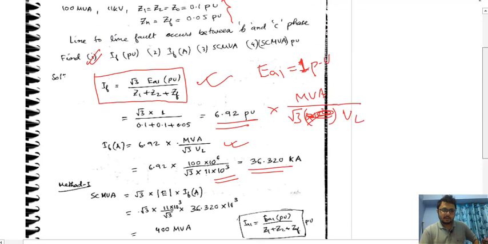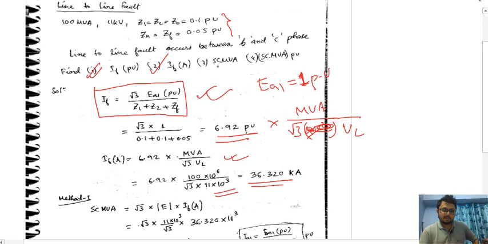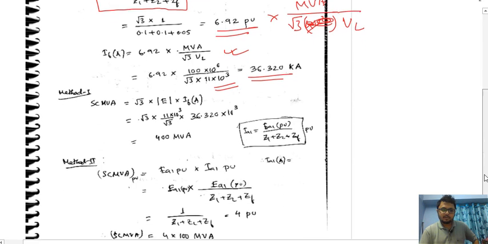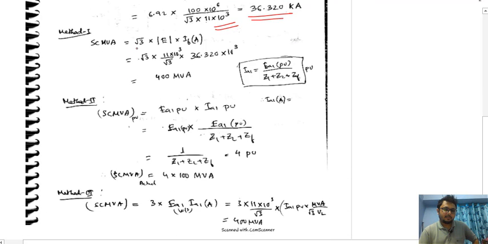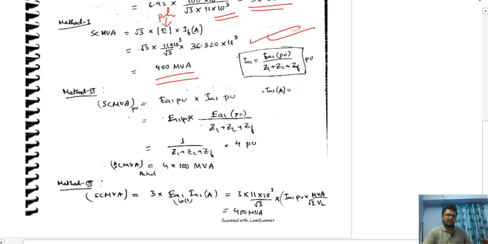Okay, second part over. Third part, short circuit MVA. For short circuit MVA we have various methods; anyone you can apply. First method is root 3 E into IF in ampere. This E is the phase voltage, whatever line voltage divided by root 3 is the phase voltage, into IF in ampere. So this is one method. How much did we get by this method? 400. By all methods we should get the same result only.